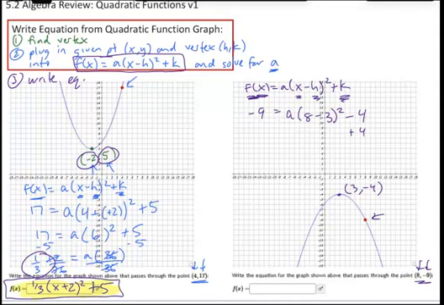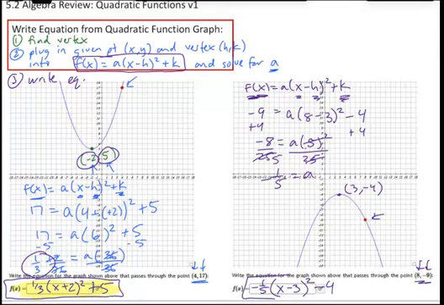So I add 4 to both sides. That gives me -5 is equal to a times 8 minus 3 is 5 squared. I'm going to divide both sides by 5 squared, which is 25. And that gives me 1 over 5, so -1/5. Did that fit the conditions I was expecting to see? It's a negative fraction whose value is less than 1, or magnitude, so yes. And so I get -1/5 times x minus my x coordinate of the vertex, 3 squared plus a -4, and there is my solution.